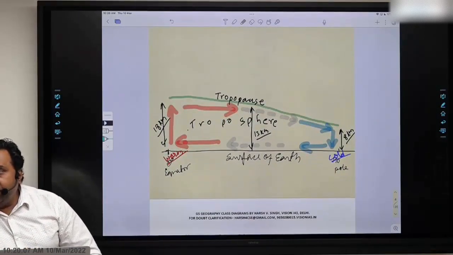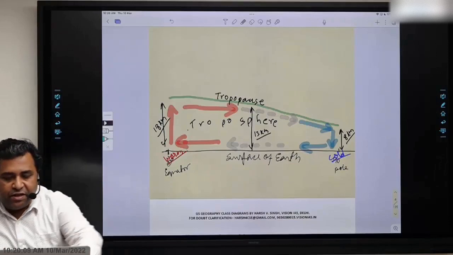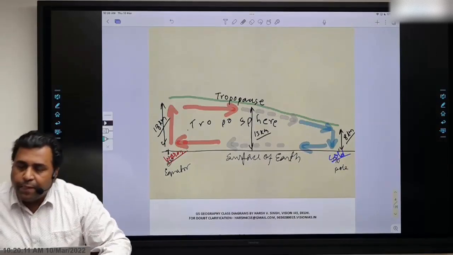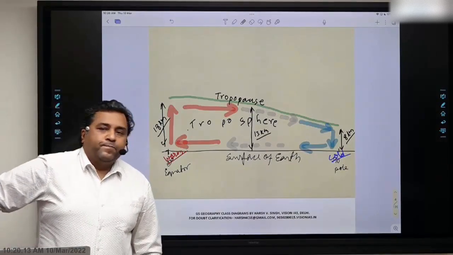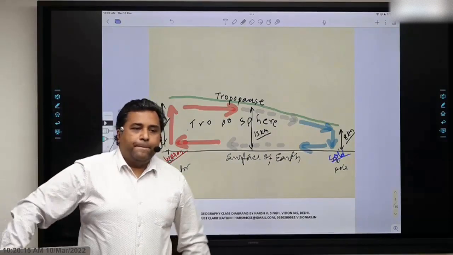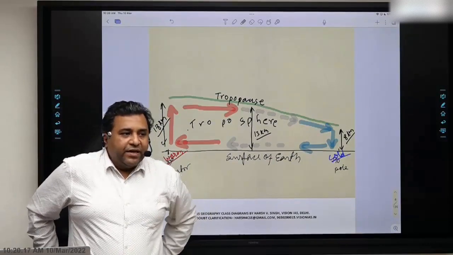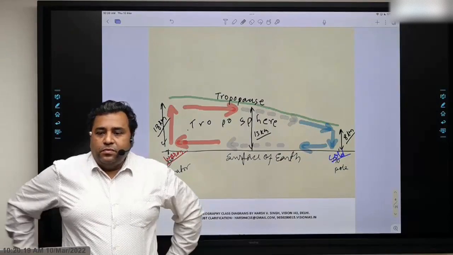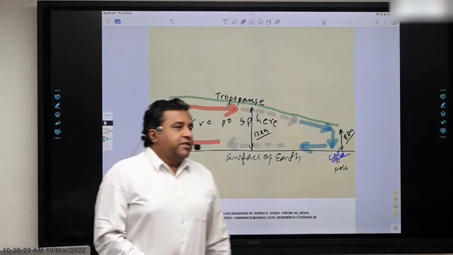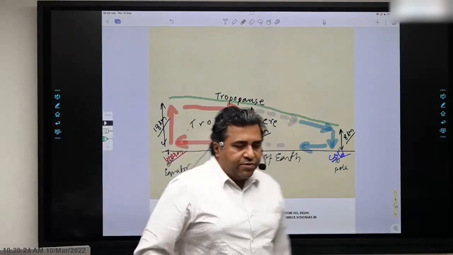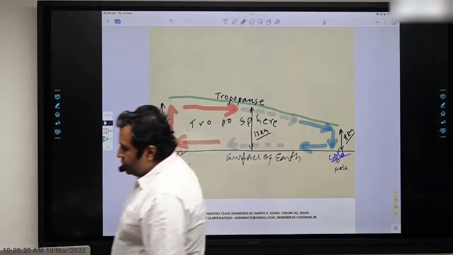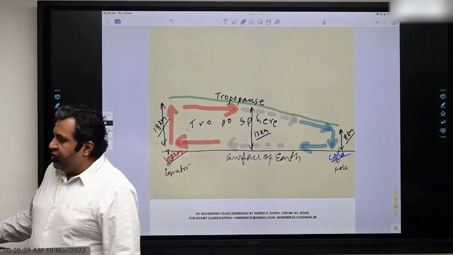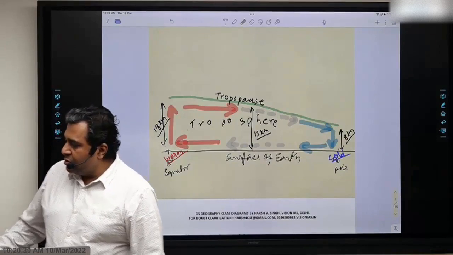In the equatorial region, the air gets warm, rises, and rises up to the troposphere. Air gets warm, rises up to the troposphere.